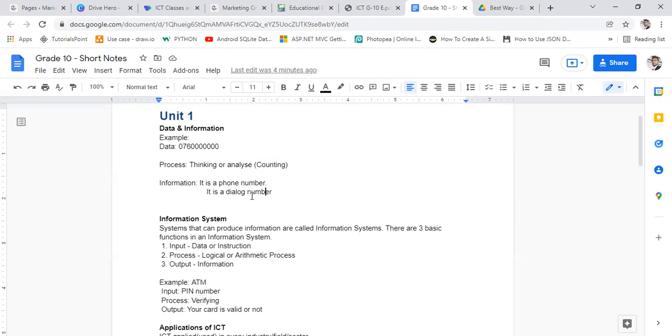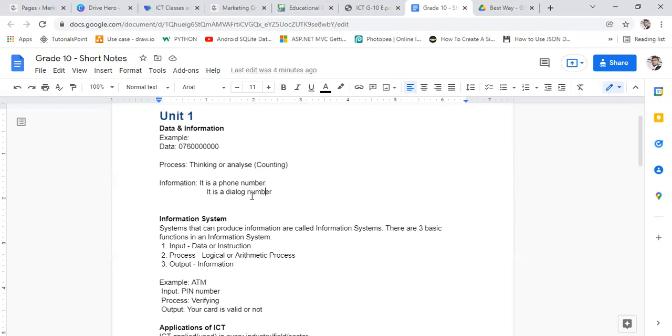So that data is actually a number. From that number, we can get this information when we process it. So what was the process? We counted the number, and then we just analyzed it. Okay, we just use our brain to do these types of analysis. Otherwise, if it's a computer system, the computer will be doing some operations on data to give us the information.